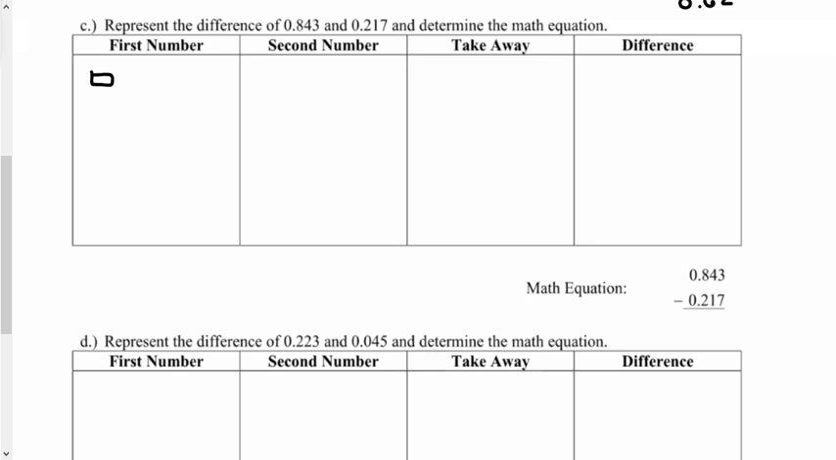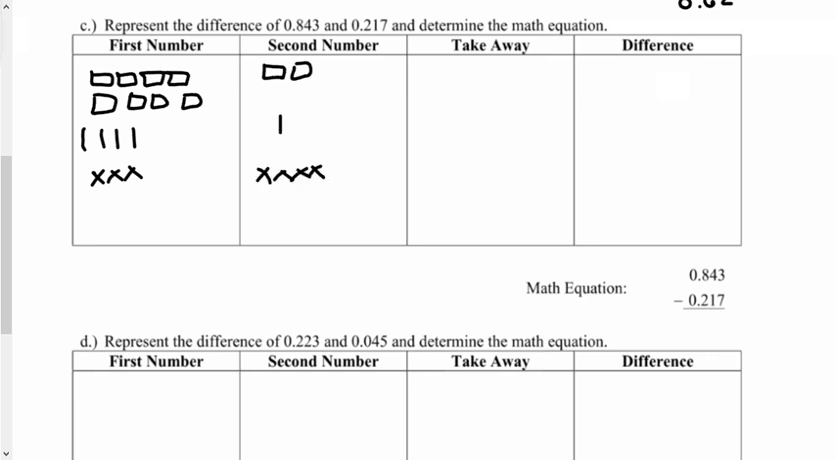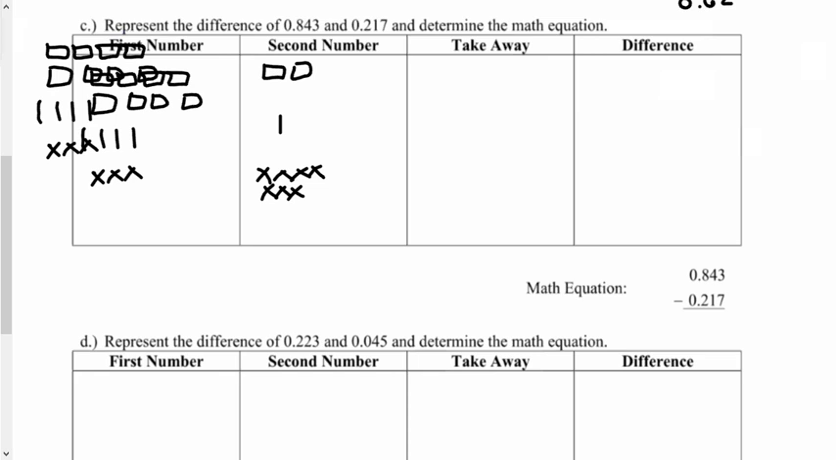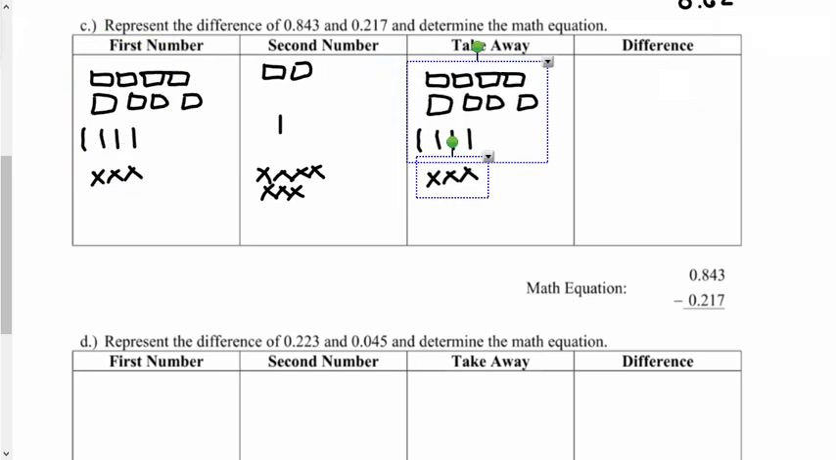0.843, that will be 8 flats, 4 rods and 3 units, and we'll take away 2, 1, and 7. There we go. And so when we go to take those away, what we're going to do is essentially take what we have here at the start. We'll just put it right in there.